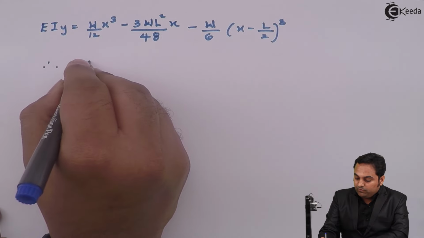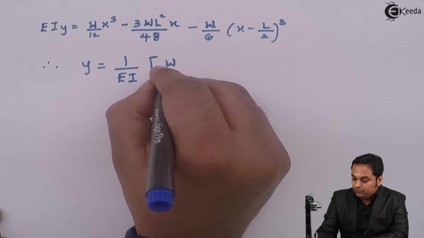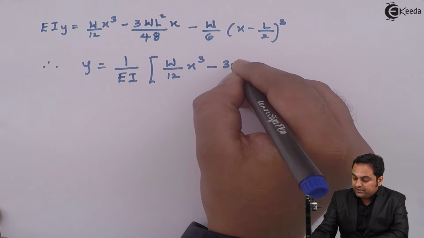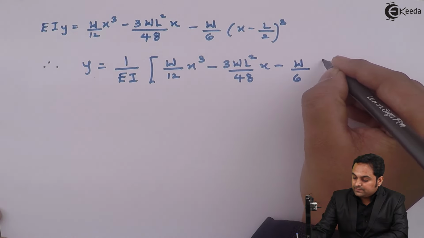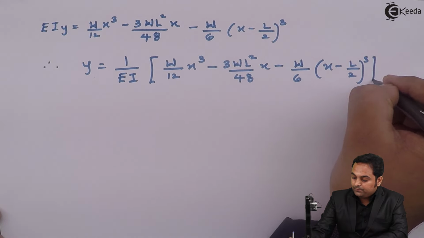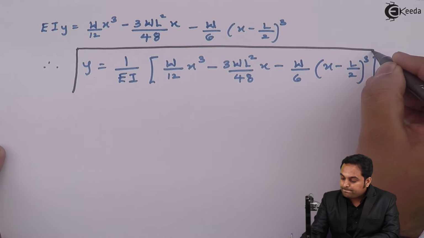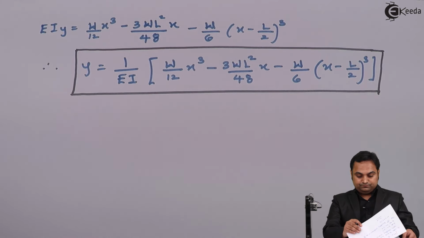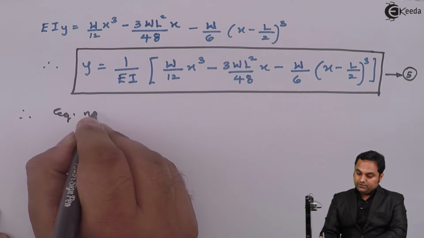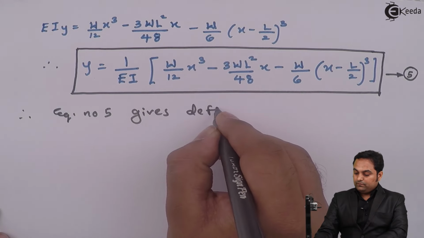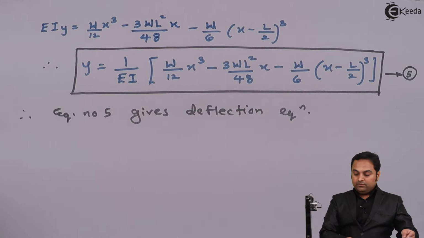So therefore I'll keep y on one side. Here this will become 1 upon EI into the bracket W by 12 x cube minus 3 WL square by 48 into x minus W by 6 x minus L by 2 whole cube. So this is the other equation, and this will be equation number 5. Therefore equation number 5 gives the deflection equation, and with the help of that we can find deflection at any given point.